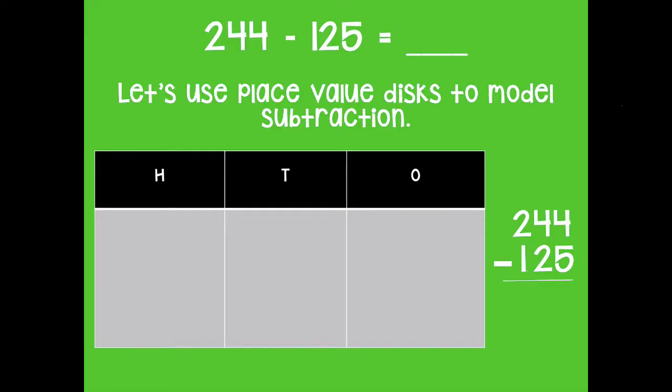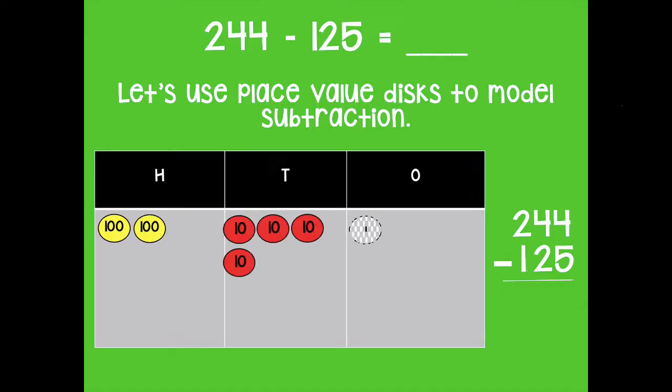Now, friends, do I model the largest number or the smallest number? Yeah, the largest number, right? Because we're taking away from the whole. So that's 244. So we have 2 hundreds, 4 tens, and 4 ones. Now, same thing as before. We always start in the ones place to subtract, and we have to go from the top to the bottom. So we have 4 minus 5.